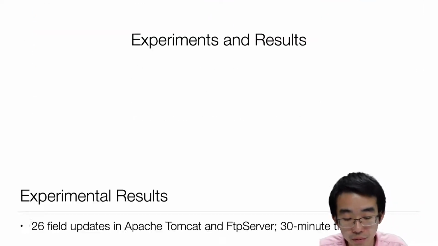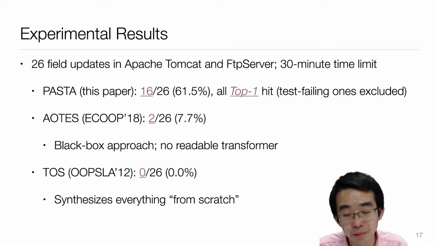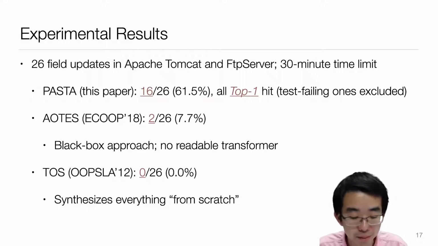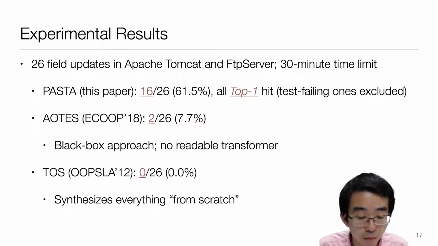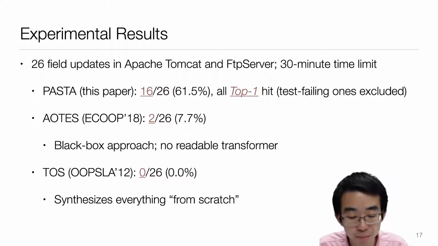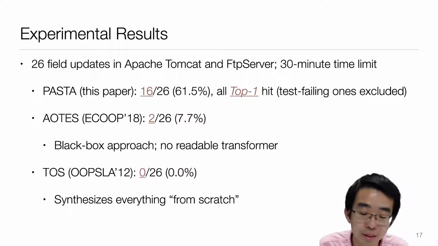For the experiments, we applied our algorithm to a set of 26 field updates sampled uniformly at random in Apache Tomcat and Apache FTP Server. The synthesizer is given a time limit of 30 minutes. For all cases where our algorithm can provide a transformer, there are top 1 hits. But this is not because we are always generating the correct transformers. This is partly due to the insufficiently strong test cases.